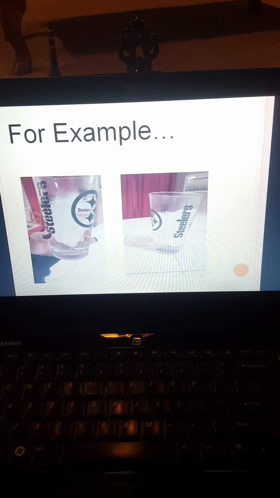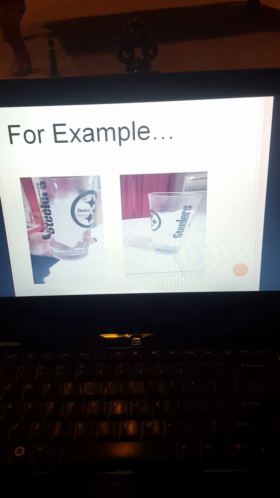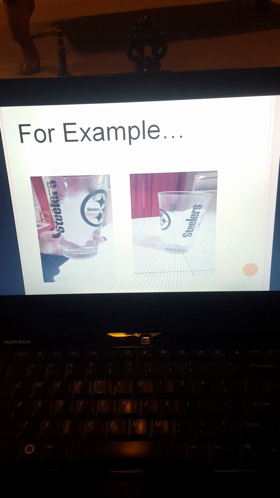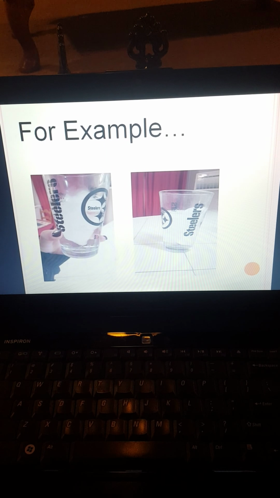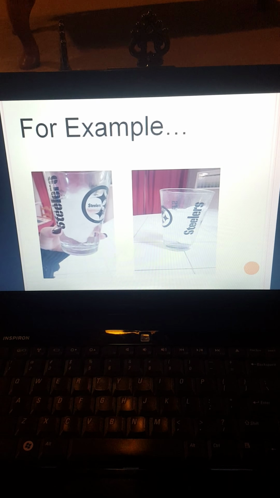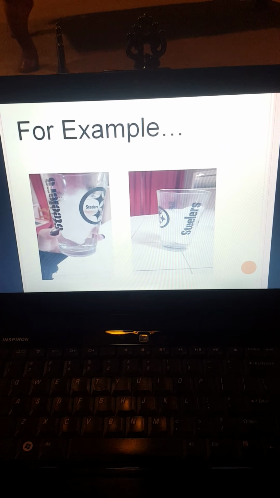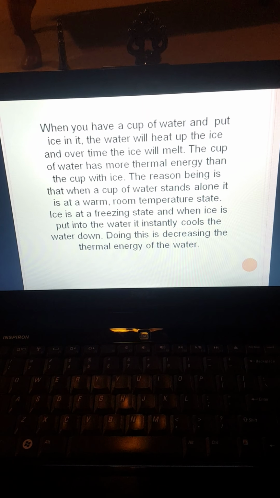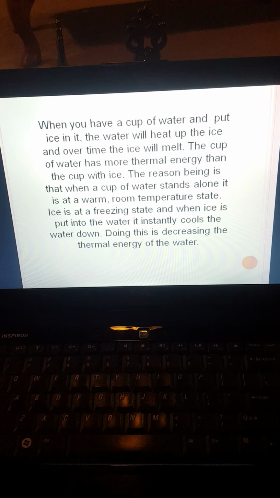For example, I have 2 cups of water. I filled 1 cup with water and ice, and 45 minutes later I went back, and that ice had melted, and there was more water in the cup. When you have a cup of water and put ice in it, the water will heat up the ice, and over time the ice will melt.